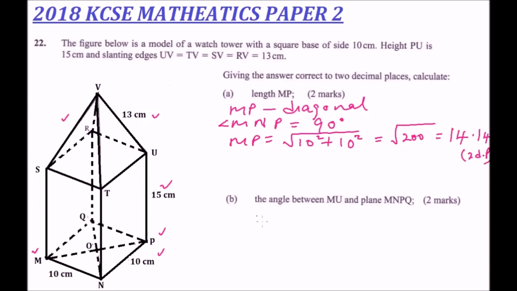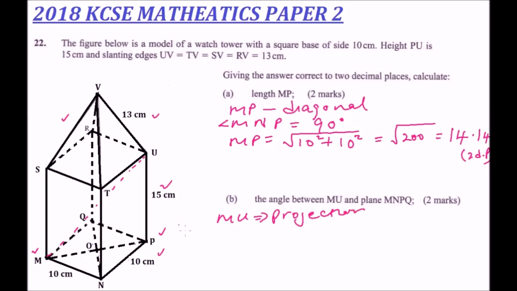Part B of the question, we are told the angle between MU. So this is the angle between the line MU and the plane MNPQ. So we can say the projection is MU. So MU is the projection.